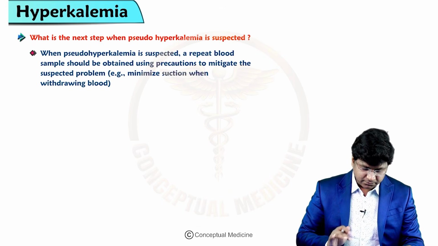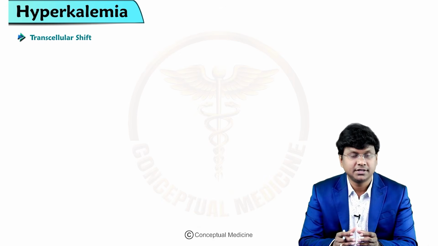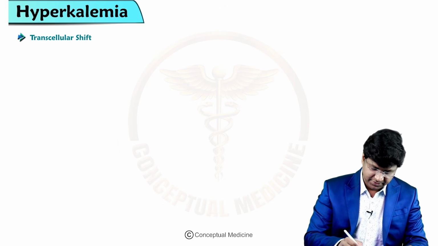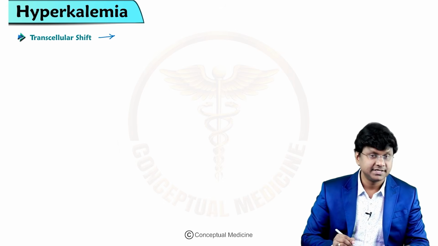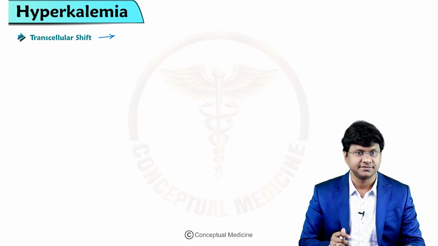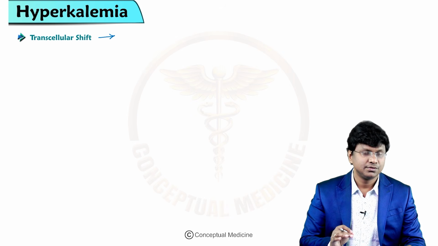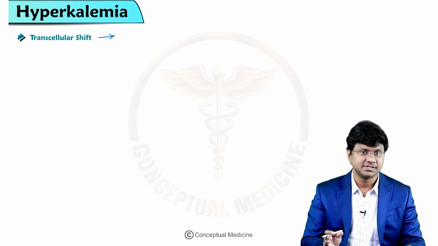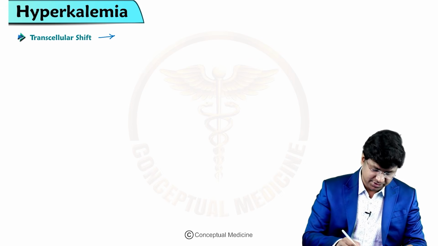Now, I told you about the etiology of hyperkalemia: one is transcellular shift, the other one is impaired excretion, that is impaired renal excretion of potassium. Now coming to the transcellular shift, what are the causes which will cause the transcellular shift? This condition is associated with the movement of potassium out of the cells. And what are those conditions?